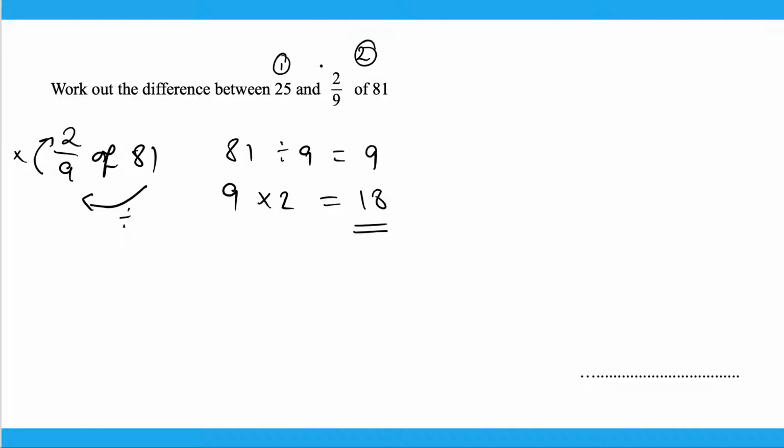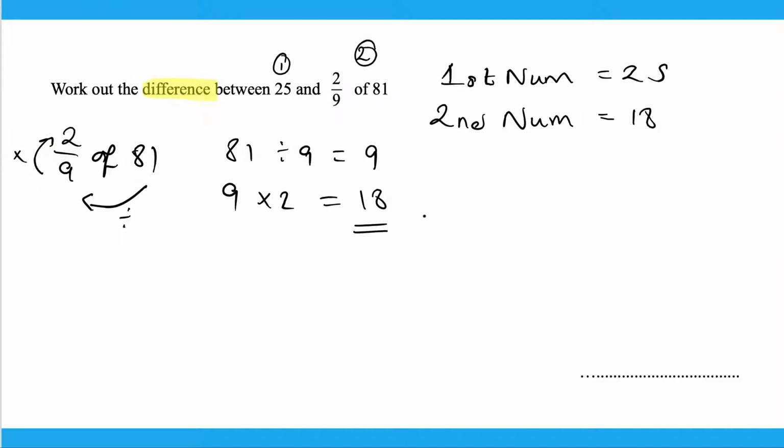Okay, so you know that your first number is 25, and you know that your second number is 18. Okay, it says work out the difference between the numbers. So simply you would just do 25 subtract 18, and that would get you your answer, which is 7. Okay, so the answer to this question is 7.